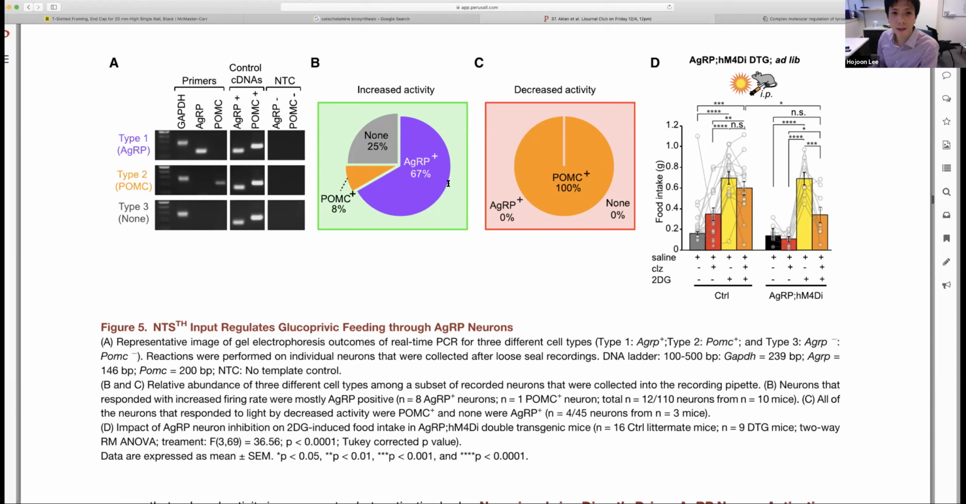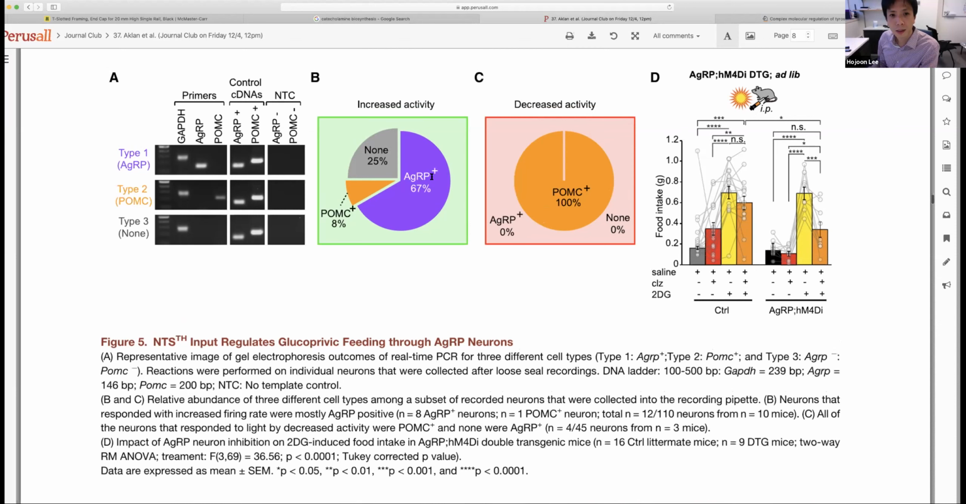So they are saying that the majority of the ones that showed increased activity are AGRP positive. The majority of those showing decreased activity are POMC positive. Right? It means they did pick up the cells in the ARC. Yeah, they're picking up the cells in the ARC.